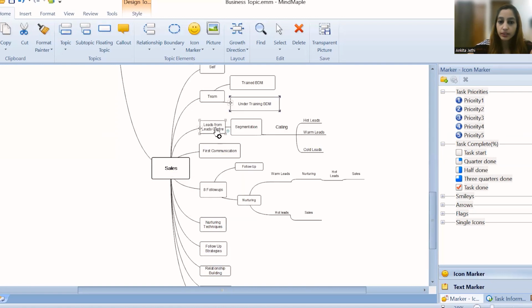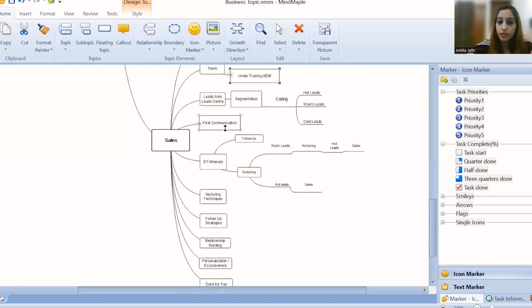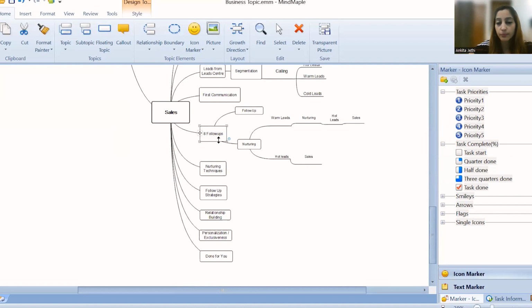Then after having the leads, we should be able to segment leads into 3 categories after calling. And our first communication has to be very rich over the words we are using, over the content we are giving, the value we are giving. And then we have to give them a follow-up of at least 8 times. It's not necessary that if I've written 8 times, it will always be 8 times. No. It can be 6 times. In some cases, it can be 4 times.